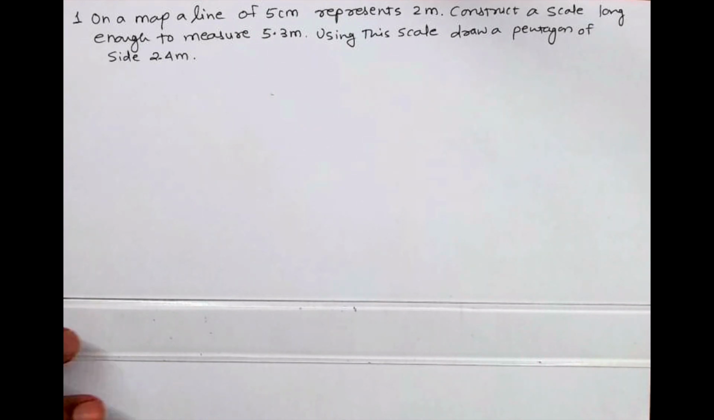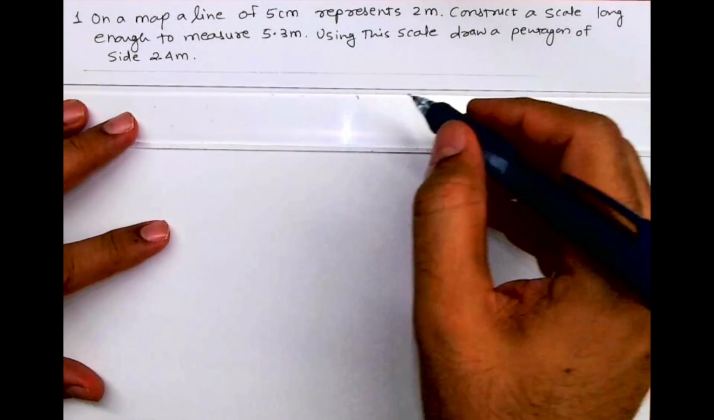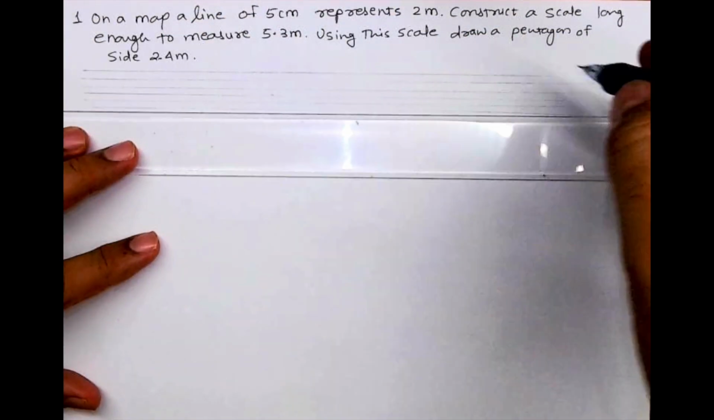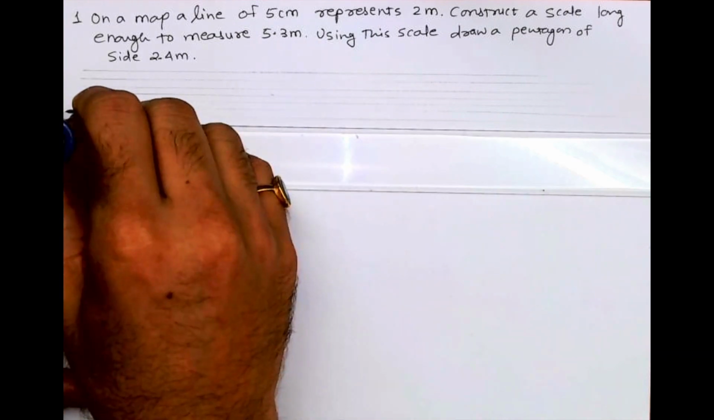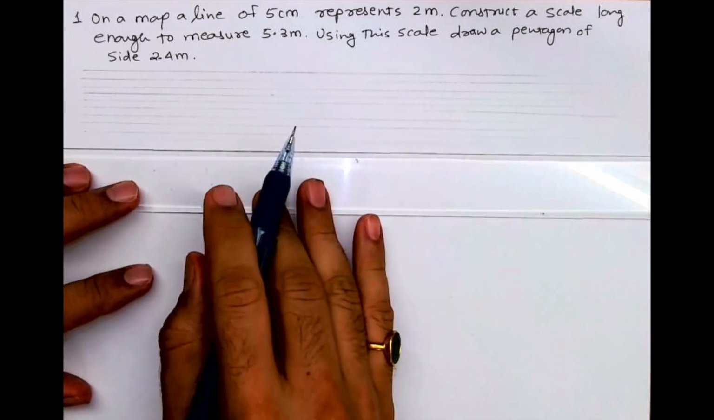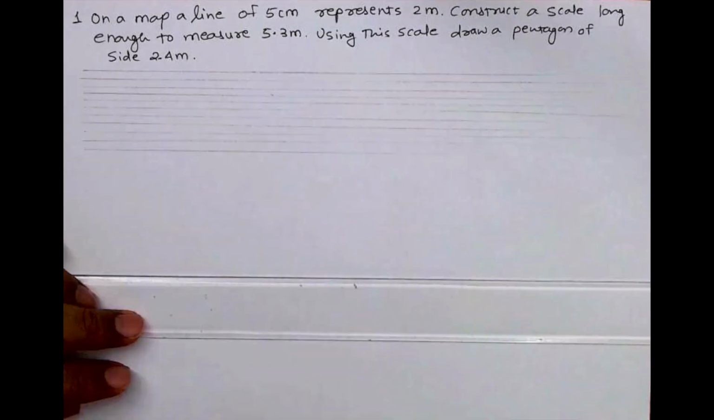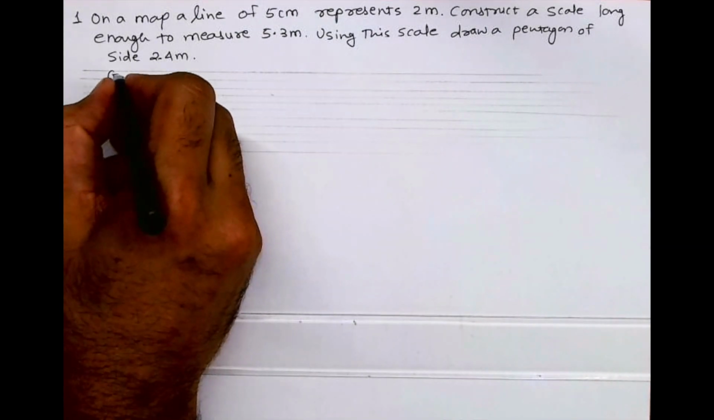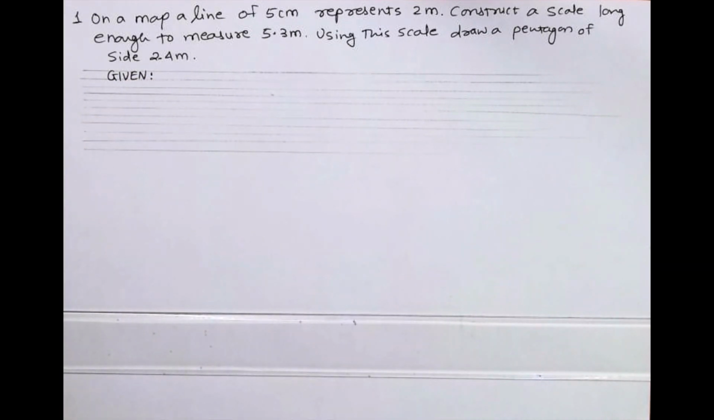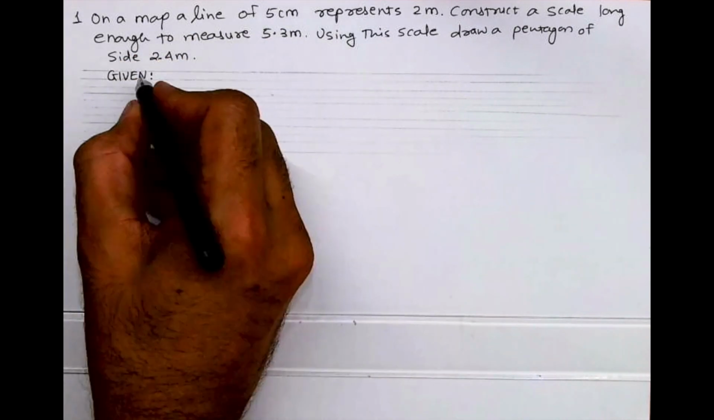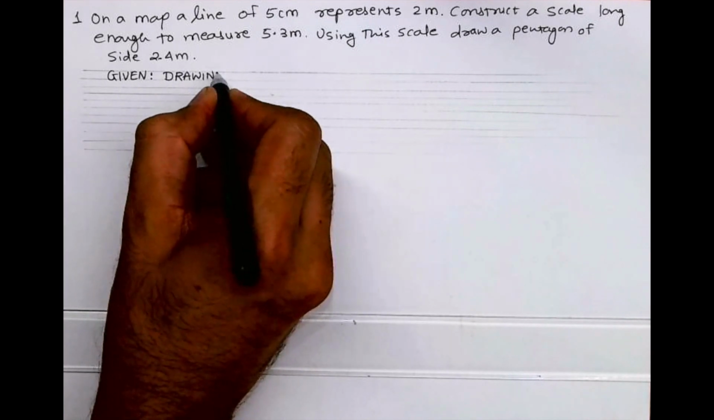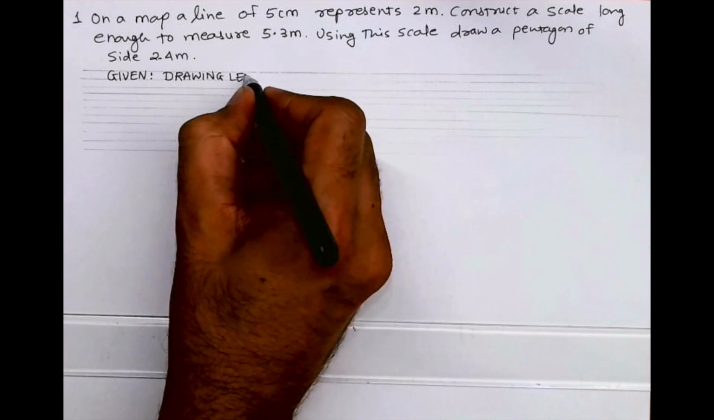So first we will draw the guideline. You can draw a 5 mm guideline. After drawing guidelines, we'll start with the given data. So in given we have the drawing length on a map, a line of 5 cm. So that is drawing length. So drawing length is how much? 5 cm.